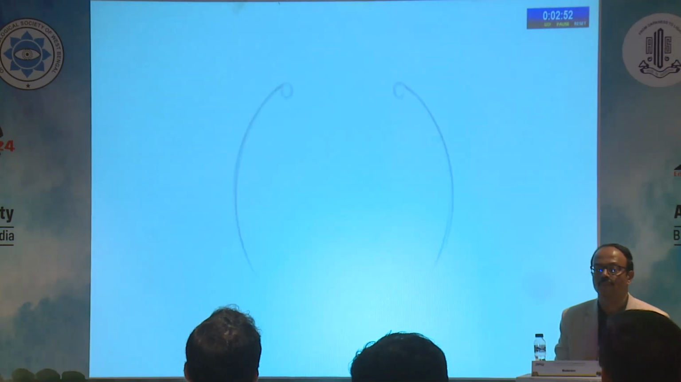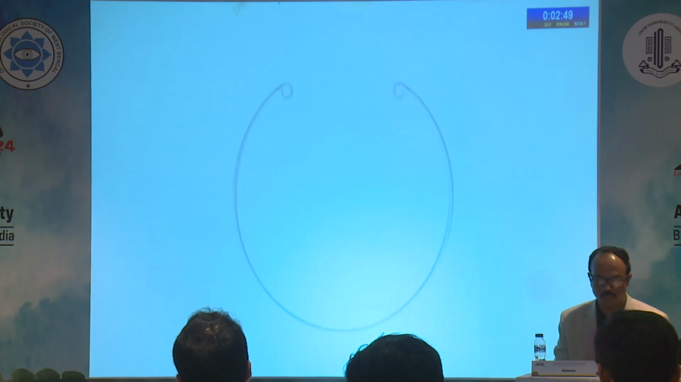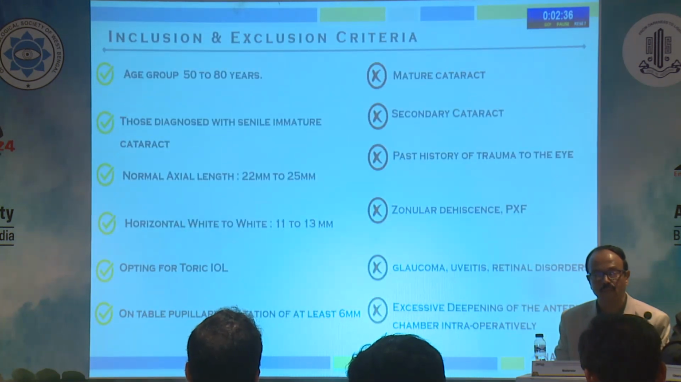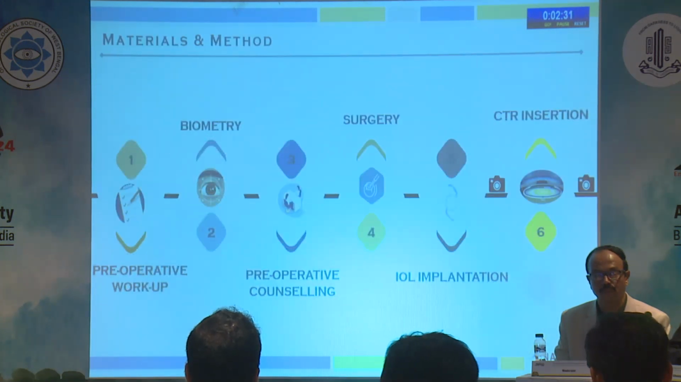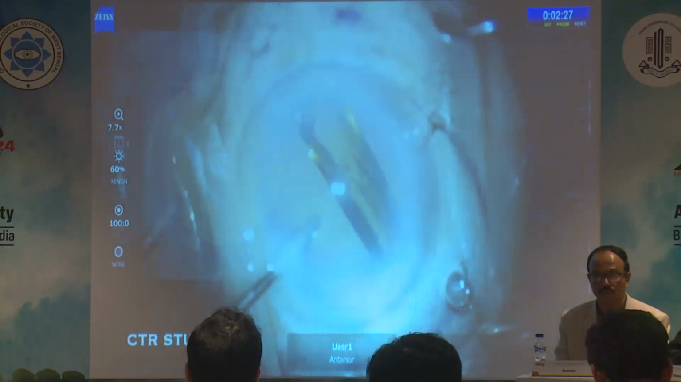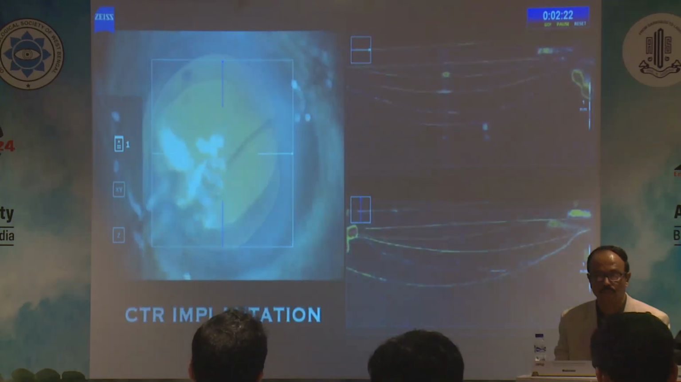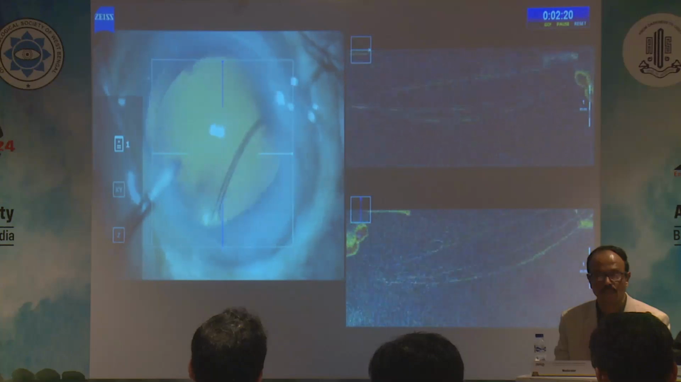The second arm of the study was where we implanted a CTR in these eyes and checked whether this implantation was any better. With that aim, we studied a sample size of 100, and a random selection of CTR size was taken of 11, 12, and 13. The inclusion and exclusion criteria were similar to the previous arm. After the preoperative evaluation, during surgery, the lens was implanted first. An intraoperative scan was taken. A CTR was implanted after that.